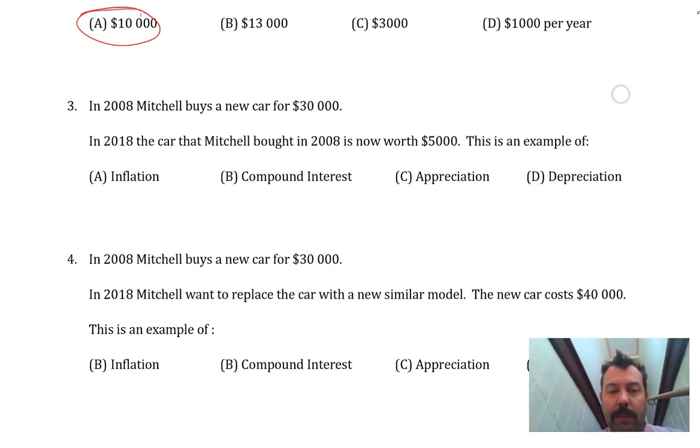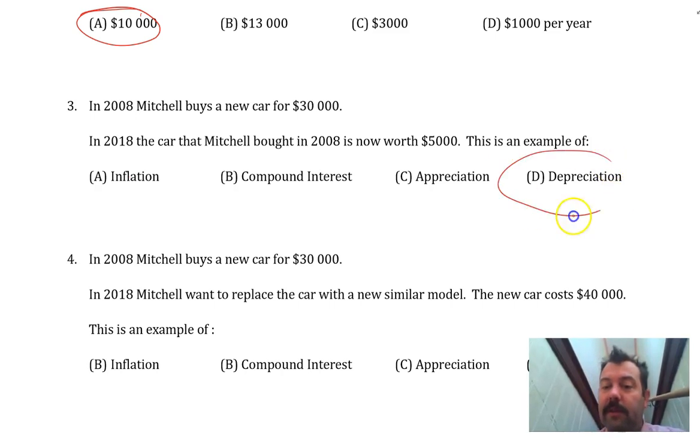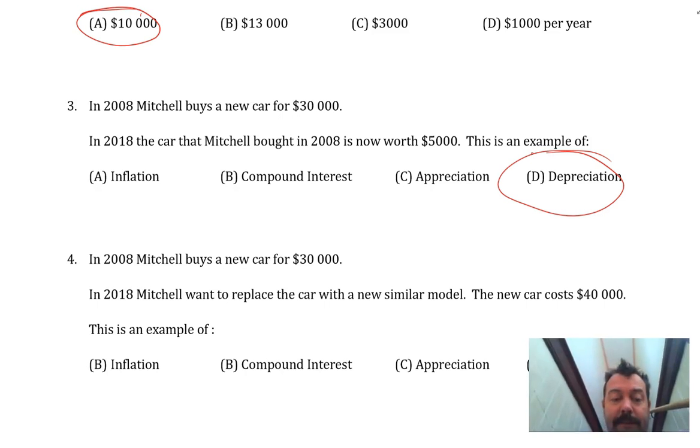Now, again, buy a car for $30,000. And sometime later it's only worth $5,000. What's that an example of? Right. Inflation is where things get more expensive. Compound interest is about either investing or borrowing money. Appreciation is where something increases in value, but this has gone down in value. This is what we call depreciation. We usually see that with things like cars.